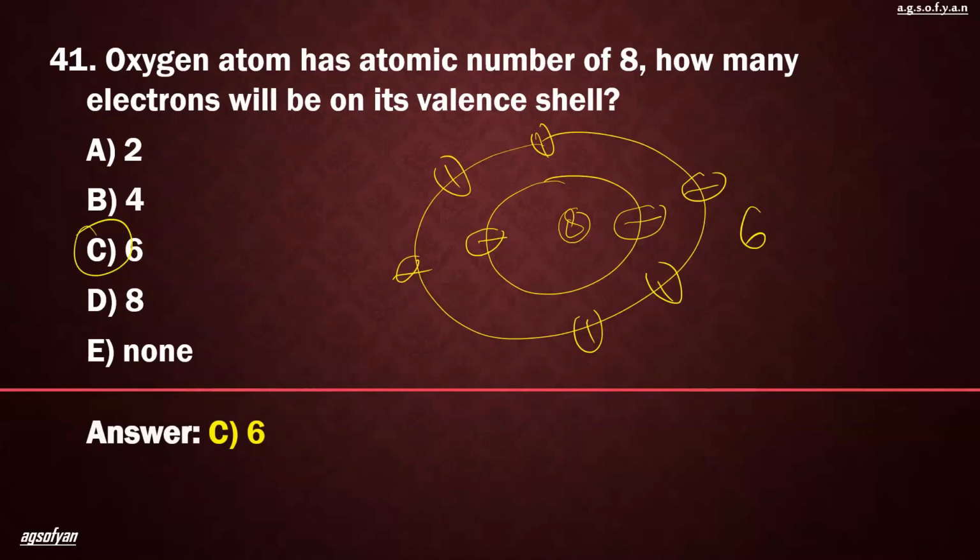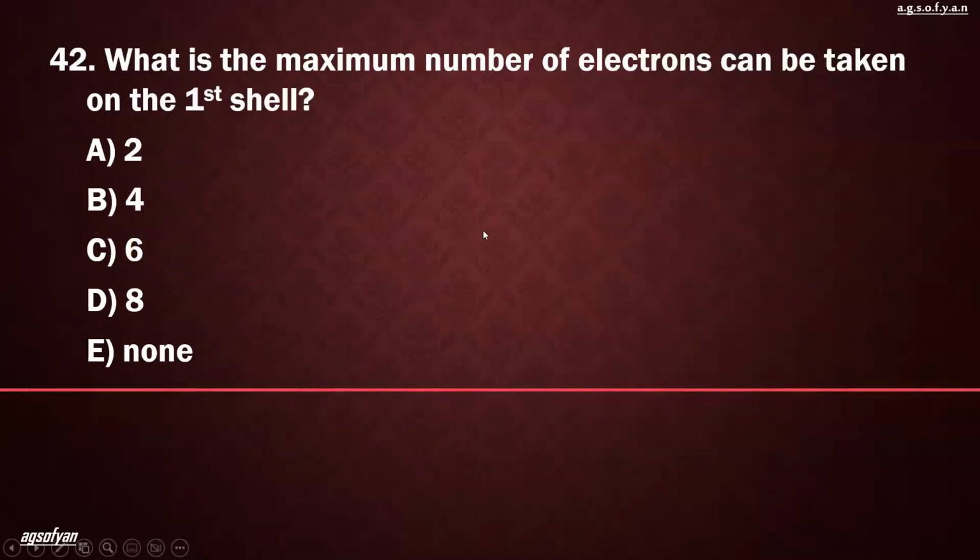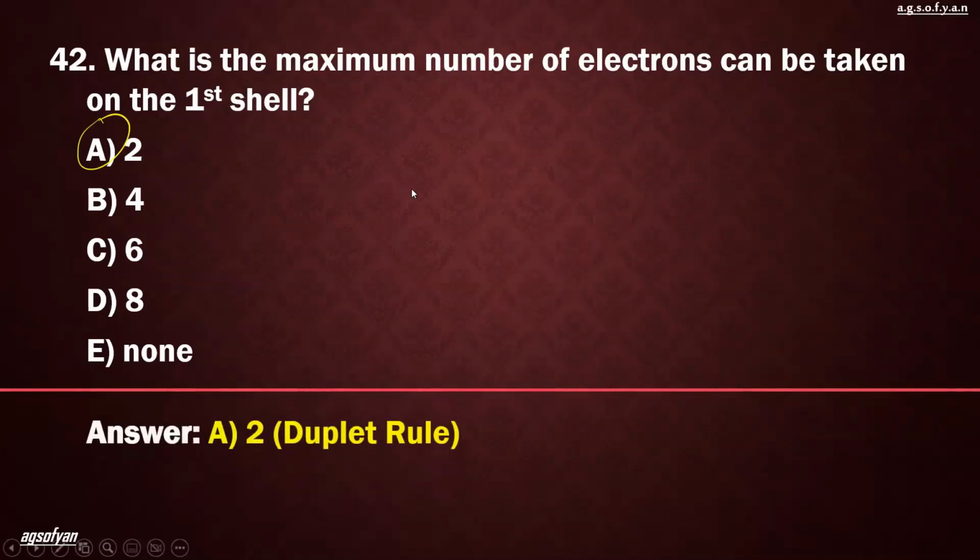You got this one, right? Okay, next. What is the maximum number of electrons that can be taken in the first shell? You have to know this one. 2. Only 2. Good job. You get 4 points for this because one question I think is worth 4 points.